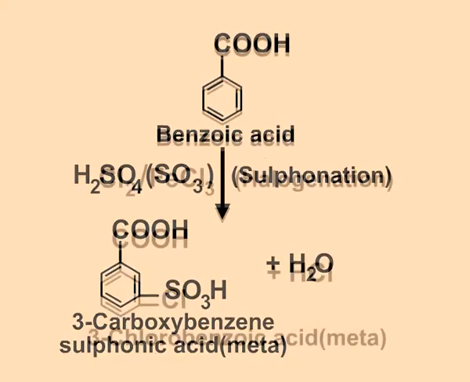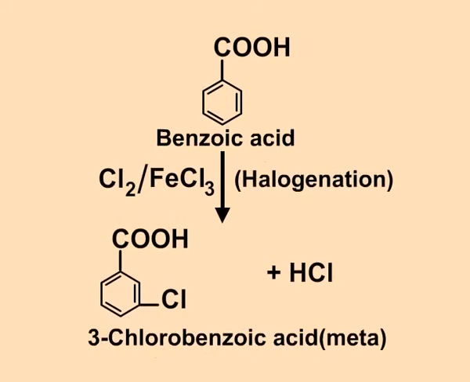Next reaction is chlorination of benzoic acid. Benzoic acid reacts with chlorine in presence of ferric chloride to form 3-chlorobenzoic acid. Chlorine and carboxylic acid are in the meta position. Hydrochloric acid is also formed during the reaction.